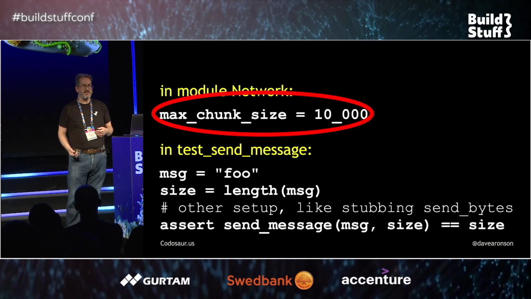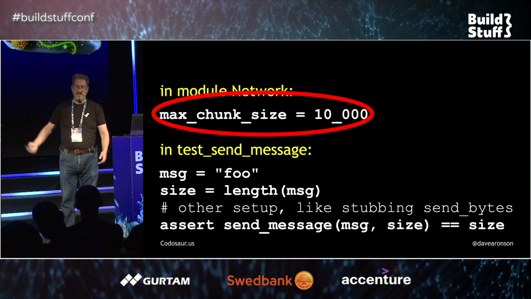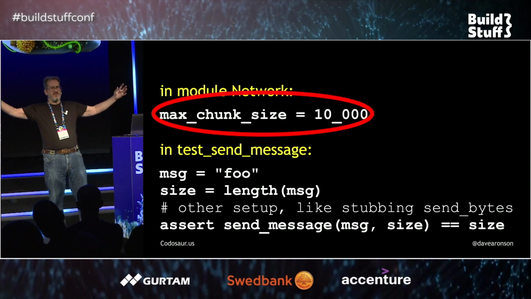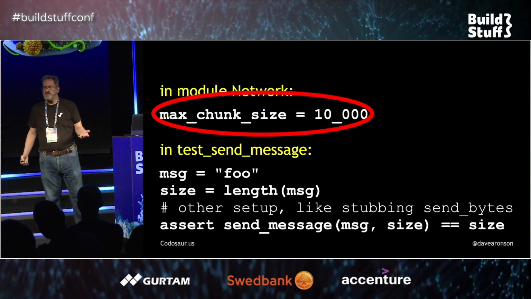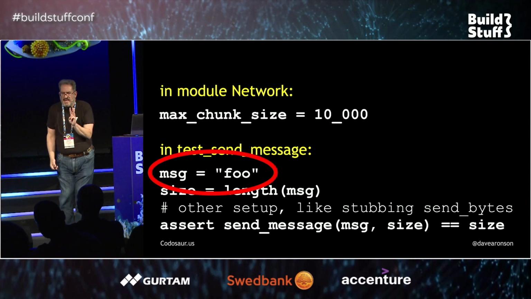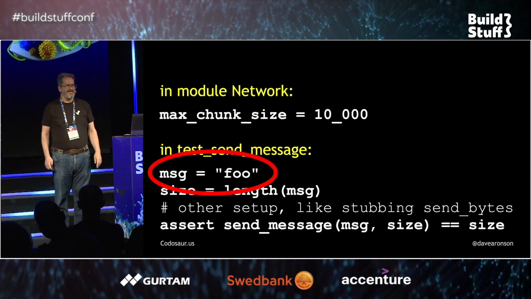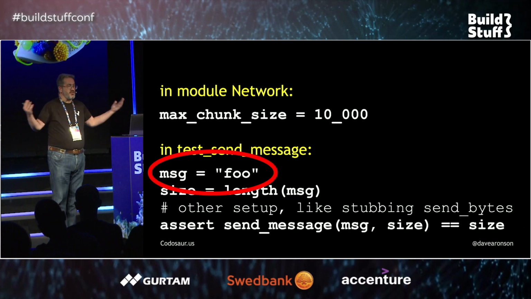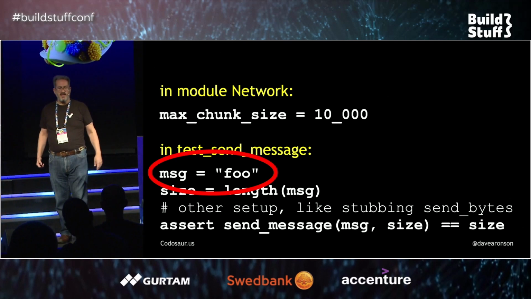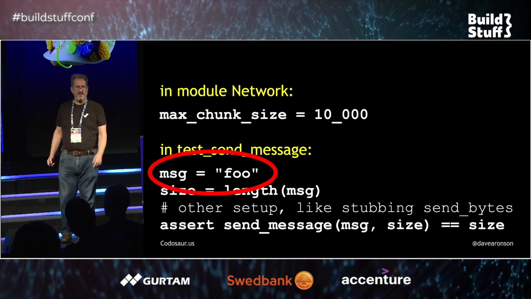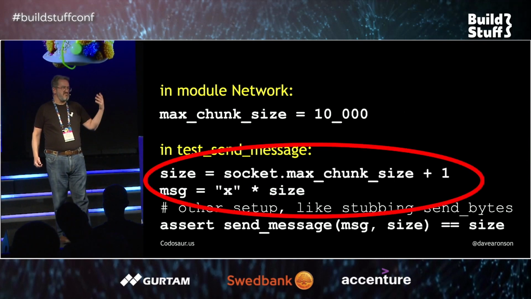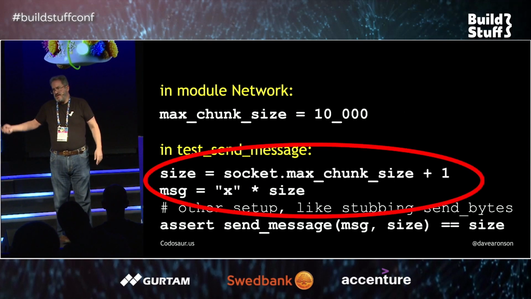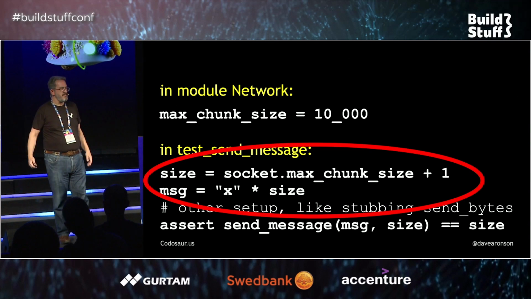For instance, suppose our maximum chunk size is 10,000 bytes, but for whatever reason, we're only testing with an itty-bitty 3-byte message. The obvious fix is to deliberately use a message larger than our maximum chunk size. And with this kind of messaging, that's downright trivial. We just take the maximum size, add some, and make that big a message.